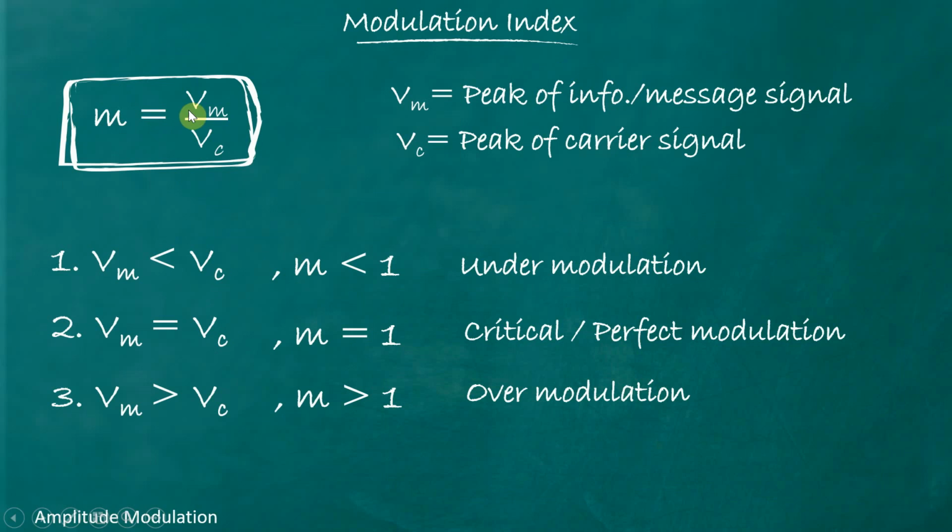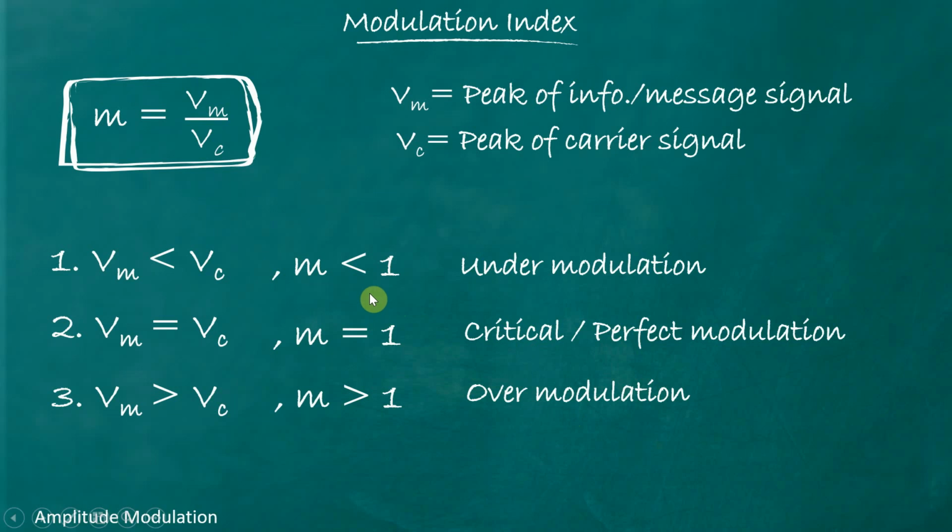Now as m is equal to Vm upon Vc, just a ratio, in the first case, if Vm is less than Vc, m is less than 1, that case is known as under modulation. Second case, if Vm is equal to Vc, m is equal to 1, so it is known as critical or perfect modulation. Third case, if Vm is greater than Vc, means the peak amplitude of modulating signal is greater than the peak amplitude of carrier signal, that means m greater than 1. So it is known as over modulation.